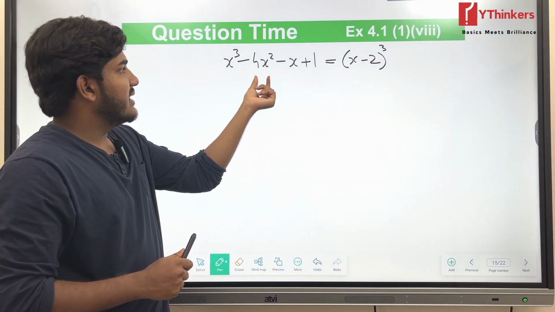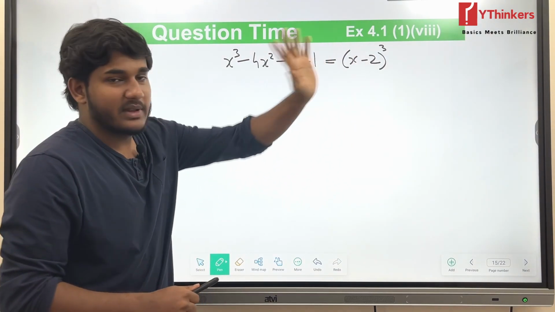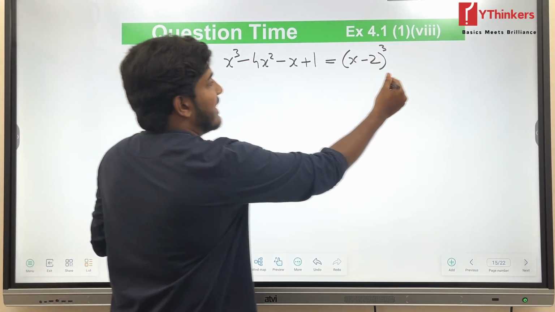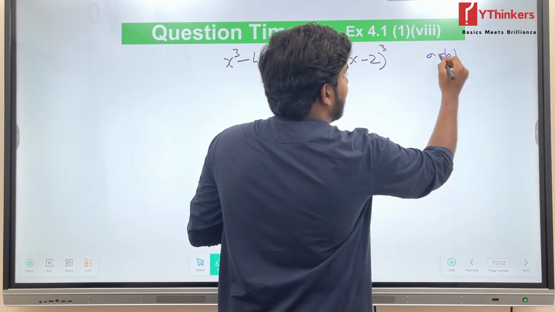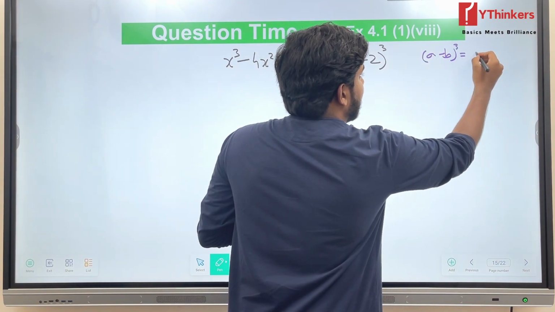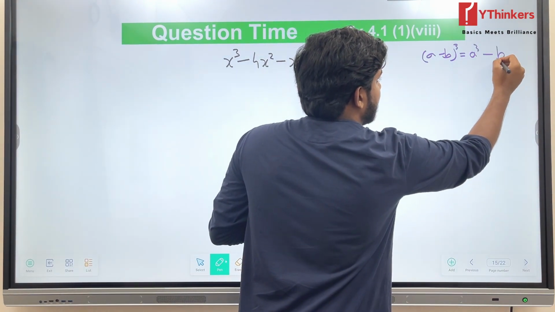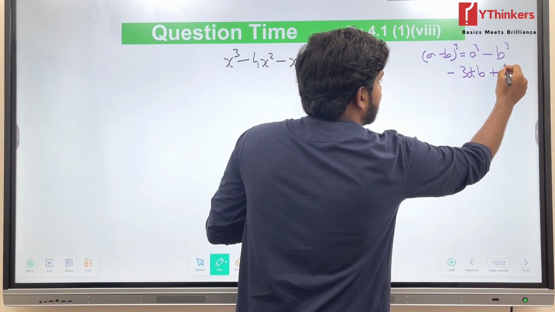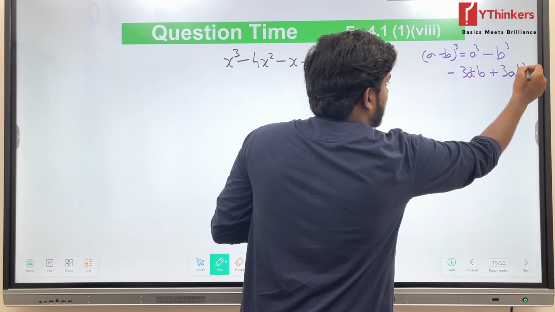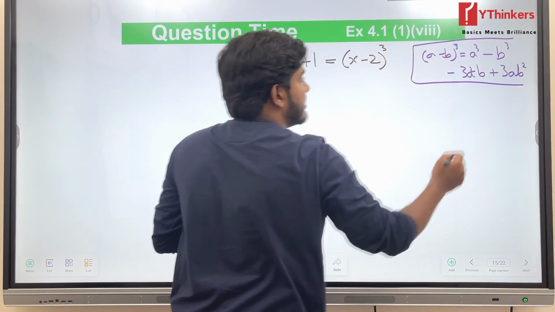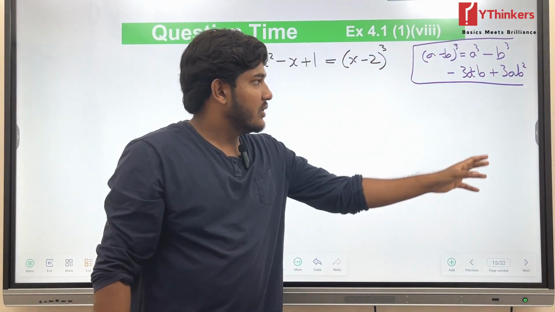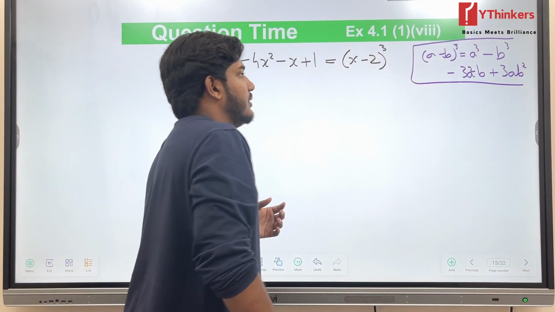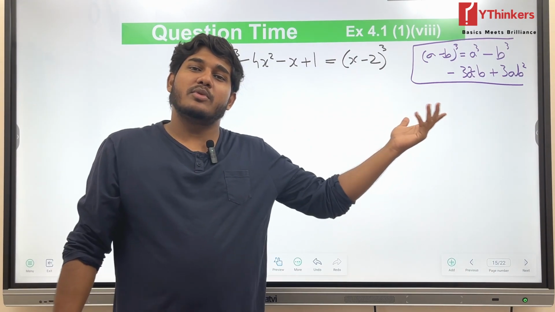So x cube minus 4x square, whatever it is, I want to open that bracket up. I already know this. I know the a minus b the whole cube formula. If you know it, it's fine, if you don't know, you can tell. It is a cube minus b cube minus 3a square b plus 3ab square. Okay, this is a bit difficult formula. You can try to remember it, or else you can derive it anytime.